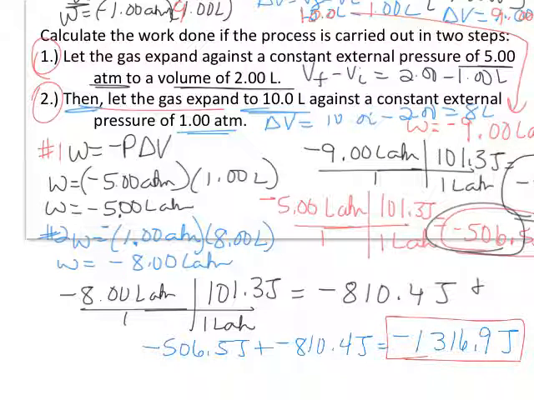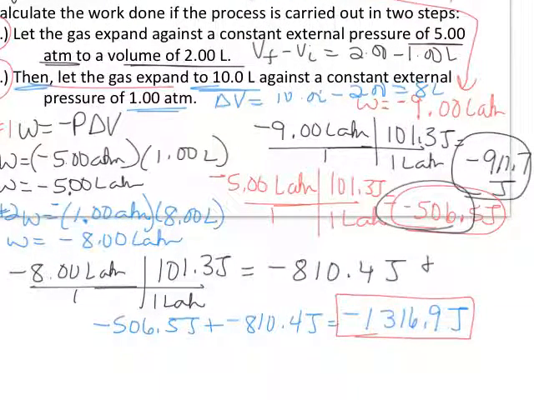We're going the same volume expansion to a final 10 liters from 1. But if you do it over 2 steps, we do work of 1,316.9 joules, whereas here we did it in just 1 step at 1 pressure, and we got negative 911.7 joules. So it's dependent on the path.